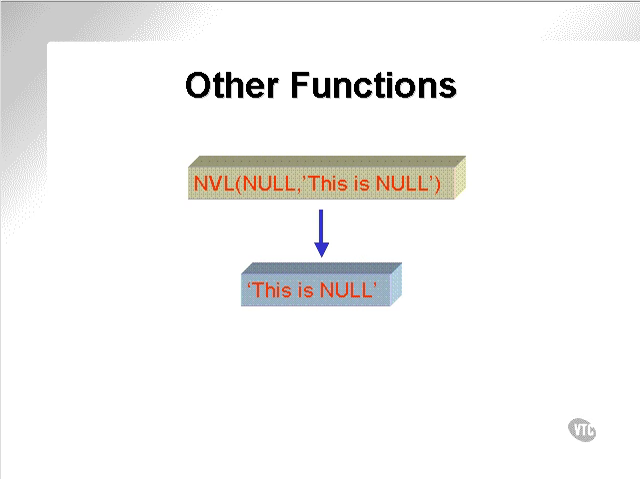Other functions, or miscellaneous functions. These are functions provided by Oracle which cannot really be classified as date, number, or data type conversion functions. Data type conversion functions we will see shortly. What is this example? This example is the NVL function, which effectively replaces a null value with another value. When you find a null, replace it with something, such as 'this is a null'.